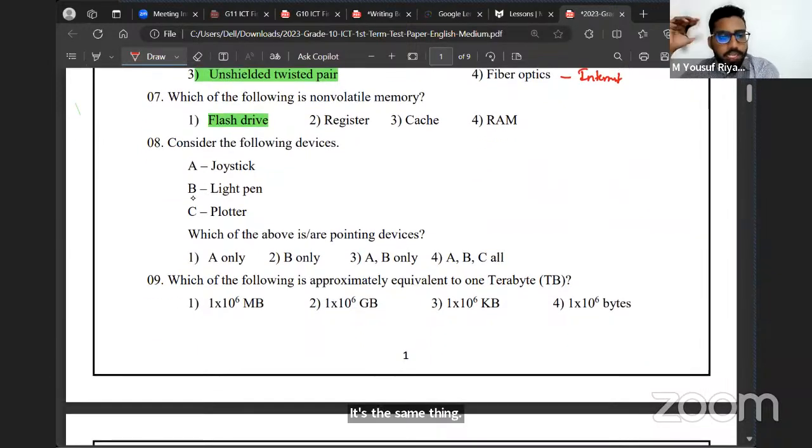Okay. Next. Consider the following devices: joystick, light pen, plotter. But in the textbook, what is it mentioned?